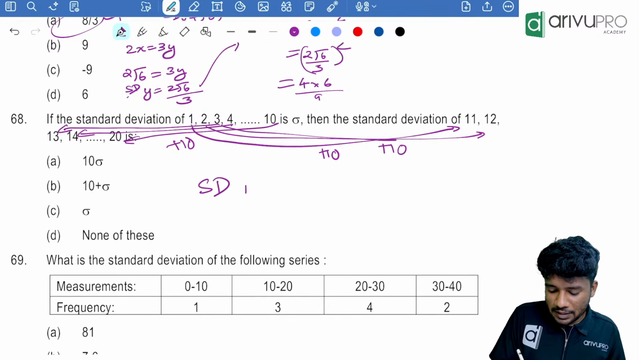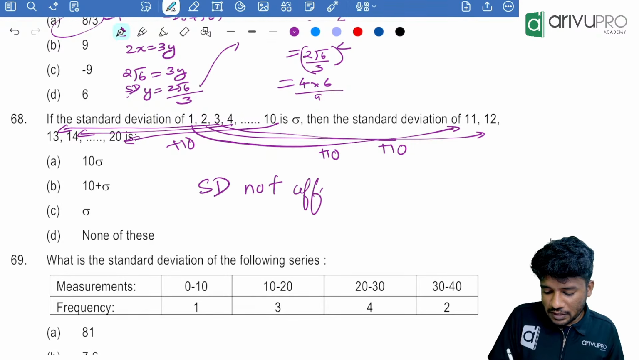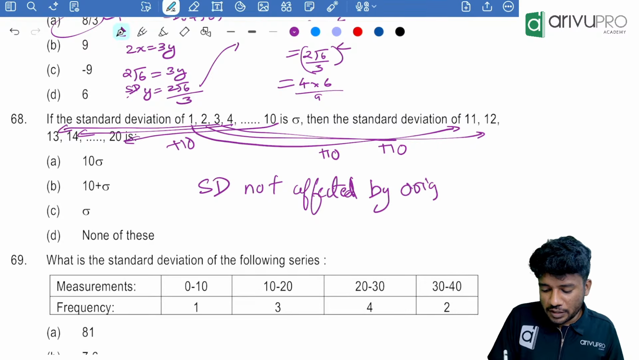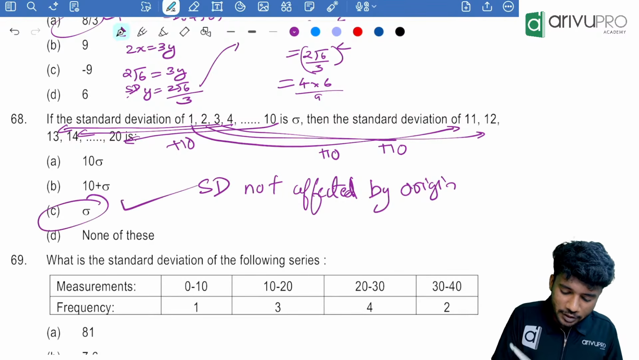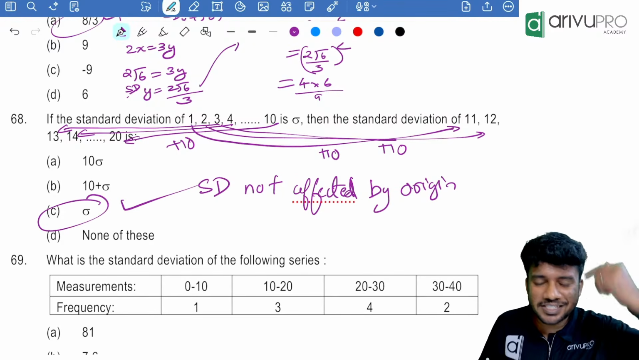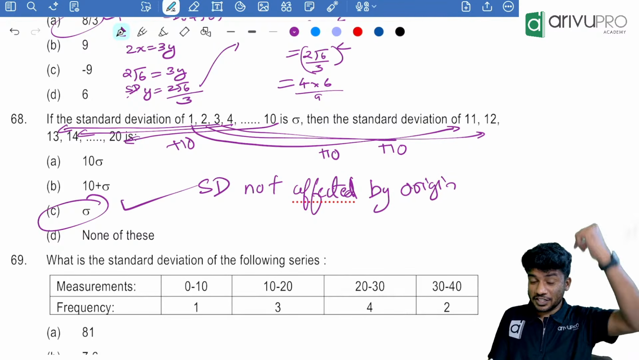People, standard deviation is not affected by what? Origin. So that means the answer will be what itself? Sigma itself. It will not change. Keep it in your mind. Change of origin, change of scale.